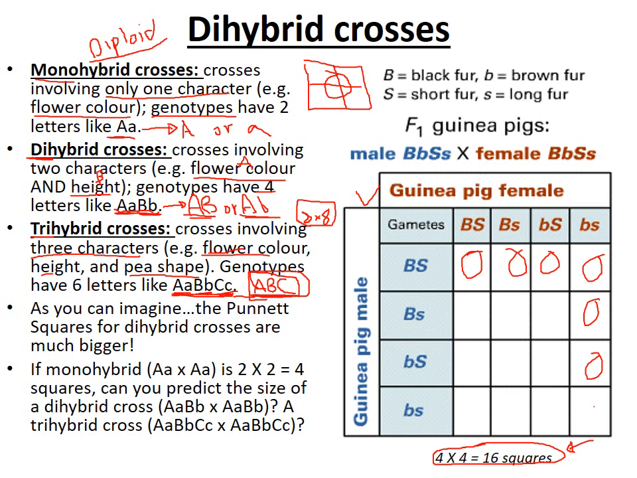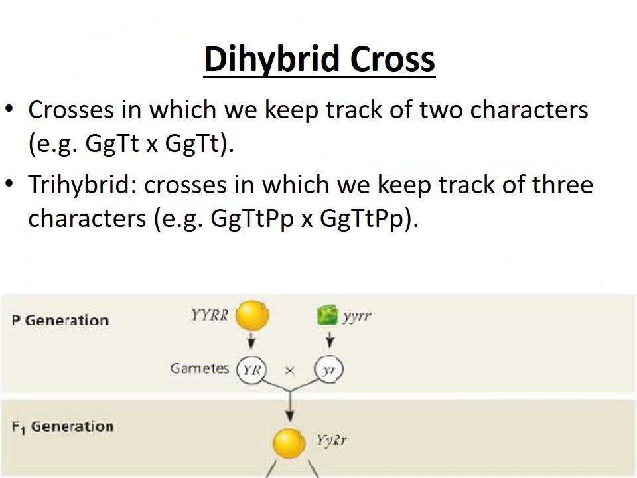So we're dealing with more than one character. We're dealing with 2 characters at a time, and that's why we call it a dihybrid cross. So again, in a dihybrid cross, we keep track of 2 characters. In a trihybrid cross, we keep track of 3 characters, and you could go beyond that. So here we have an example. We're kind of back to Mendel's experiment here.